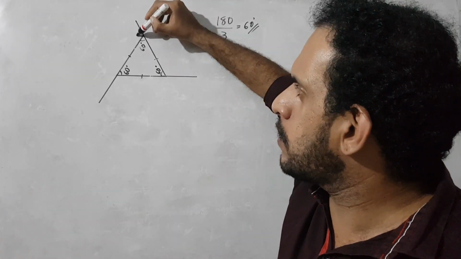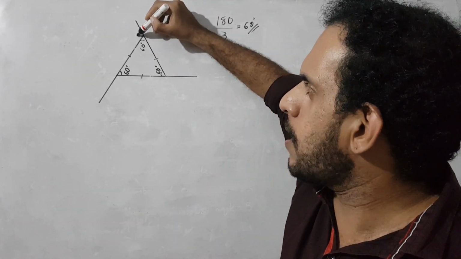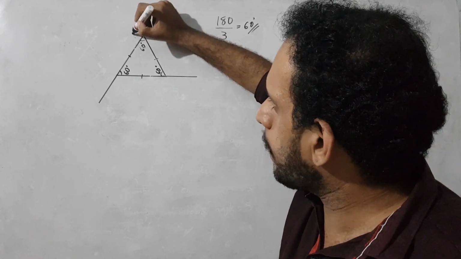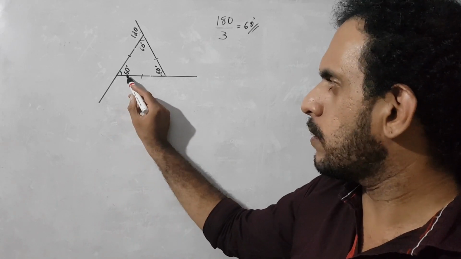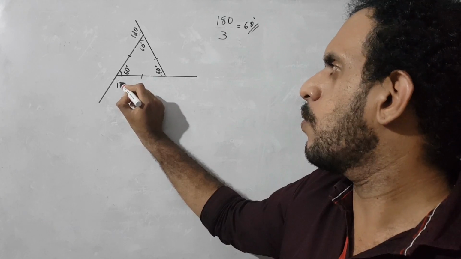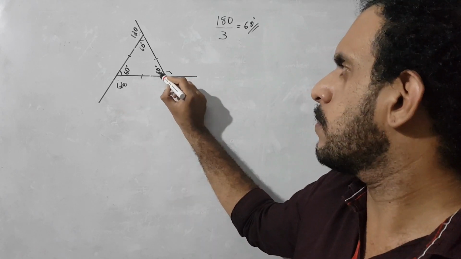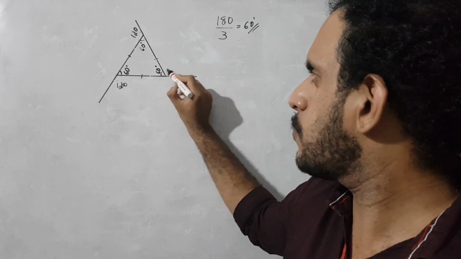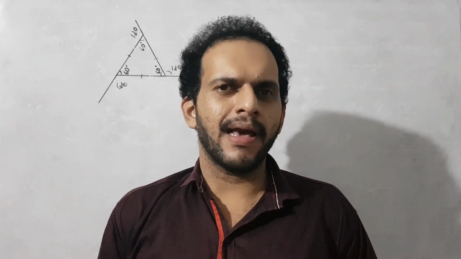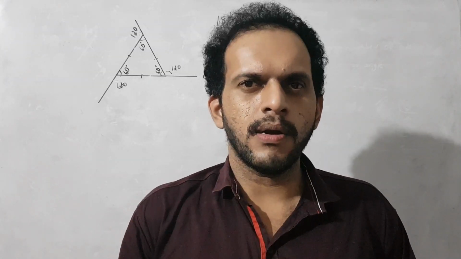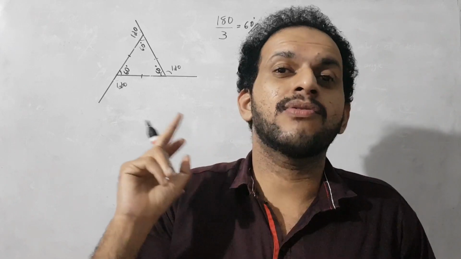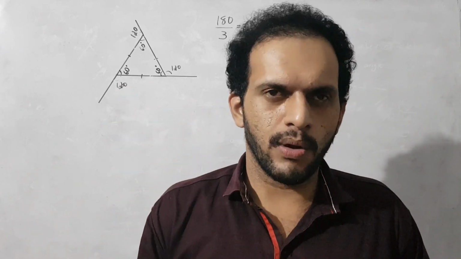So how do we find this one? This exterior angle is equal to 180 minus 60, which is 120. Correct? How do we get this one? This also is 180 minus 60, equal to 120. How do we find this one? This also is 180 minus 60, equal to 120. That means we generalize the idea like this. In a regular polygon, the interior angles are equal, so the exterior angles are also equal.